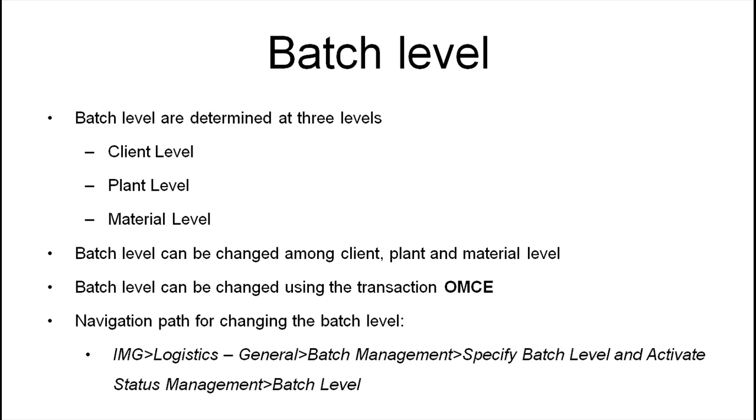It is unique to a plant and material and is not applicable across the company. Thus the same batch of material could be in different plants while having the same batch number and different characteristics. Material level batching implies that a batch is unique to a material across all plants. Hence the batch number cannot be duplicated as material moves across plants.